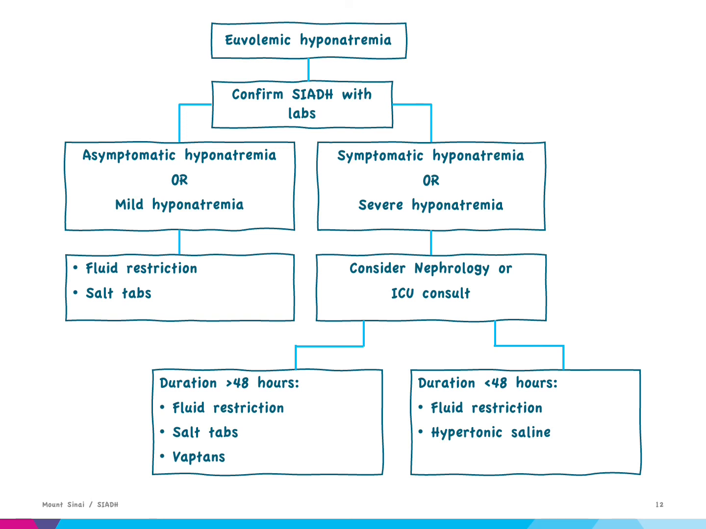Finally, this is a table that summarizes what we discussed and the different steps that we undertake when we have a patient with euvolemic hyponatremia. And as we said, we will confirm the SIADH with the labs, and we will see if the patient is asymptomatic or if he has a very mild hyponatremia, and then we will do fluid restriction, which is usually enough. If the patient is symptomatic or has severe hyponatremia, and they usually go together, we will consider, of course, the help of specialists, and then we will have to see if the situation is acute or chronic. If it's a chronic situation, most of the times fluid restriction might be enough. If it's acute, then we will probably have to jump to hypertonic saline.